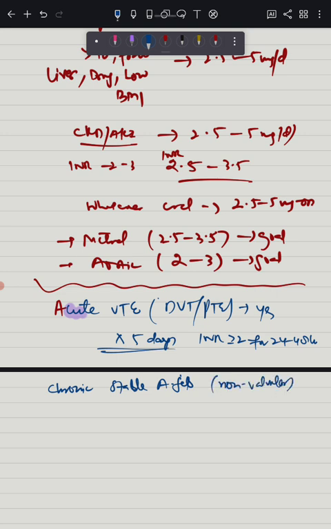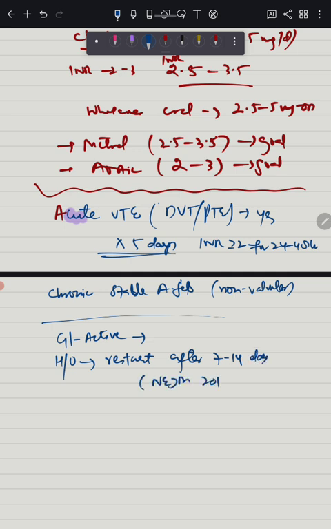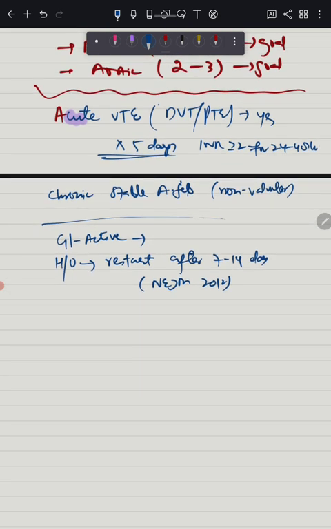So if a patient has active GI bleed, you stop warfarin and you reverse with vitamin K plus PCC or FFP. If a patient has history of GI bleed, you can restart carefully after 7 to 14 days as per NEJM 2012, depending upon indication. And use proton pump inhibitor co-therapy to reduce rebleeding risk. AKI, it is safe.